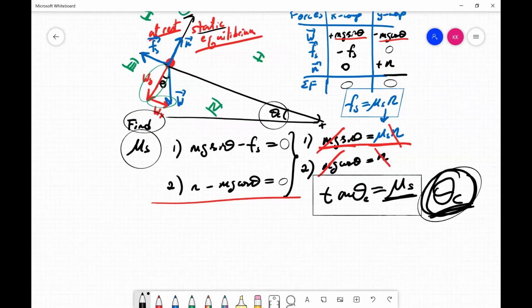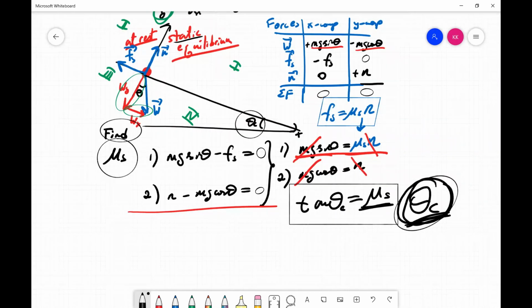The next part will be this. By the way, any question about this part?